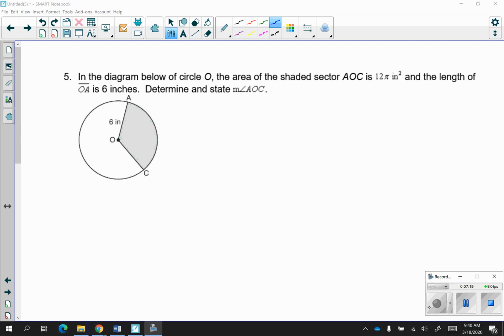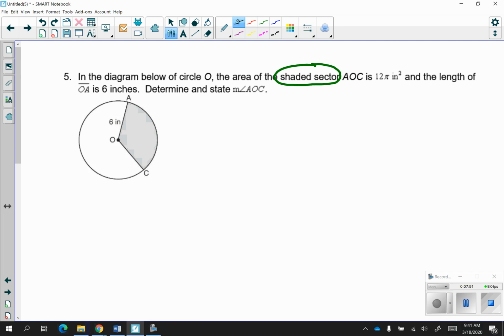Let's take a look at this question. In the diagram below of circle O, the area of the shaded sector AOC is 12 pi, and the length of OA is 6 inches. Determine and state the measure of angle AOC. So because we have two formulas we're dealing with, arc length and area of a sector, if they talk about the shaded sector, then we know we're using that formula. If they mentioned arc length, well, then that would be the other formula.